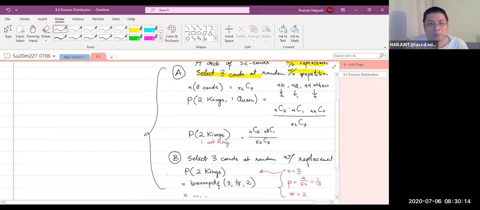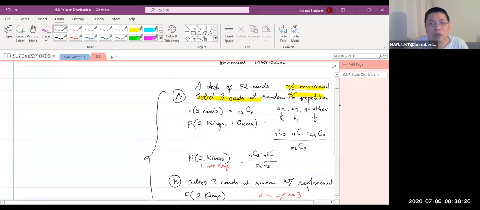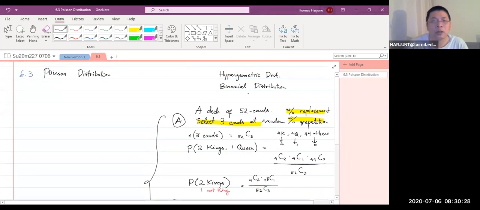That's the big difference between the hypergeometric distribution in part A and the binomial distribution in part B. Keep in mind whether we can get exactly the same card again in the second draw or the third draw, and so forth. That's how we figure out if it is hypergeometric or binomial distribution.